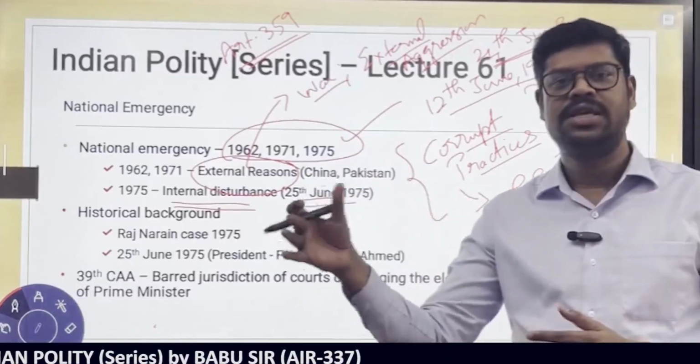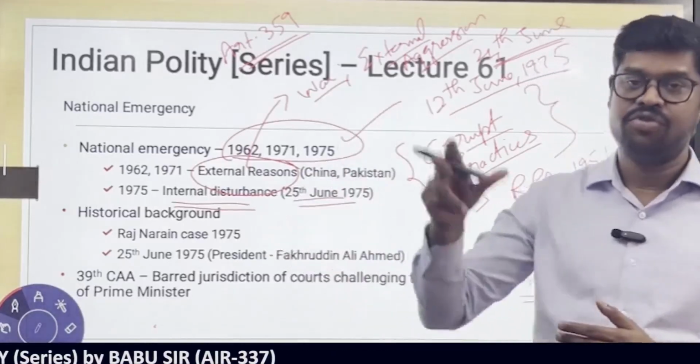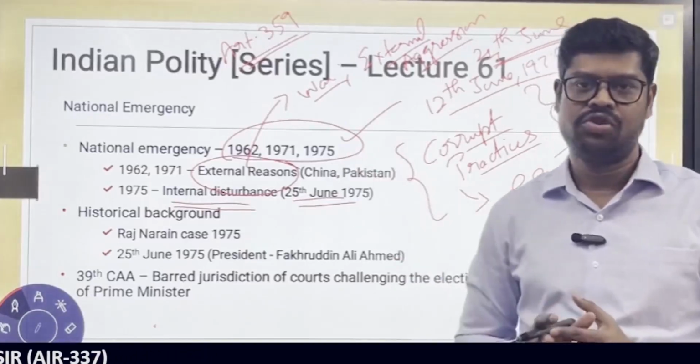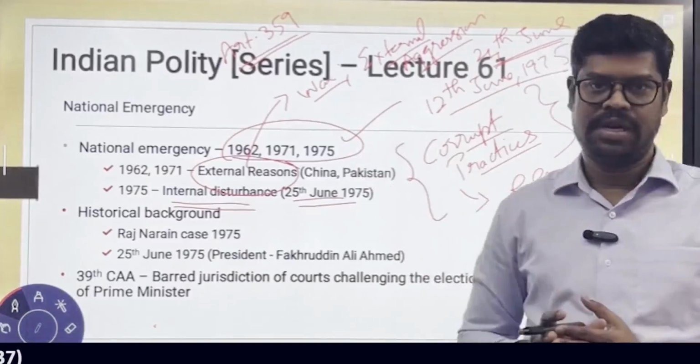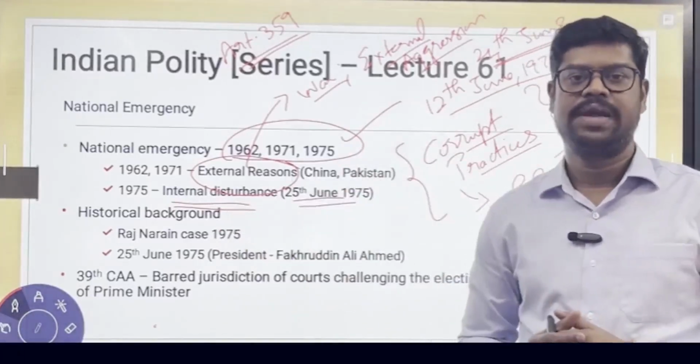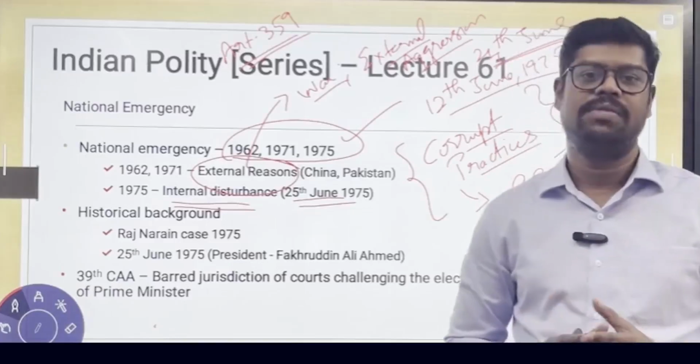But during emergency, these rights stand suspended if those rights are suspended by the president under Article 359 of the Constitution, which was suspended. And because it was suspended, a lot of political opponents who were protesting against Prime Minister Indira Gandhi were put behind the bars.